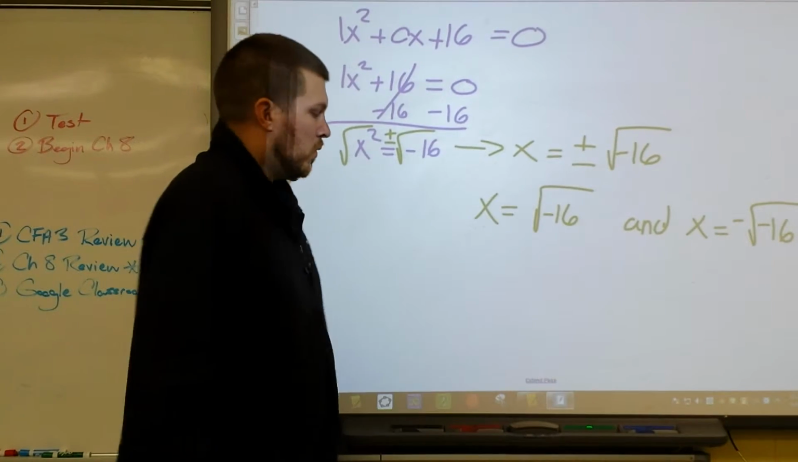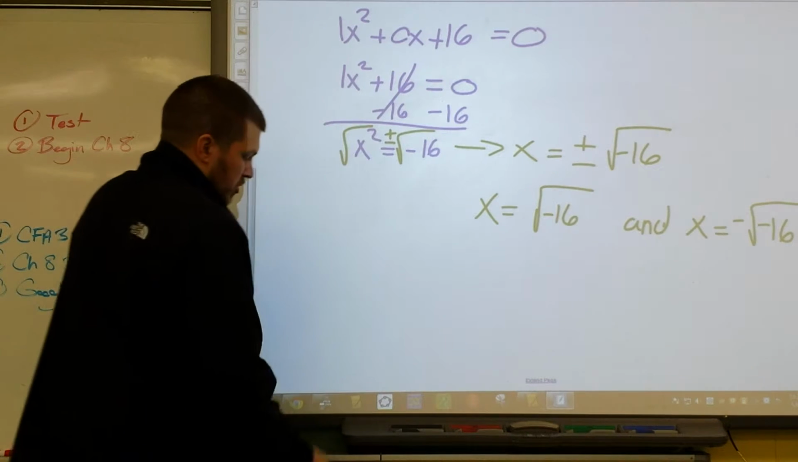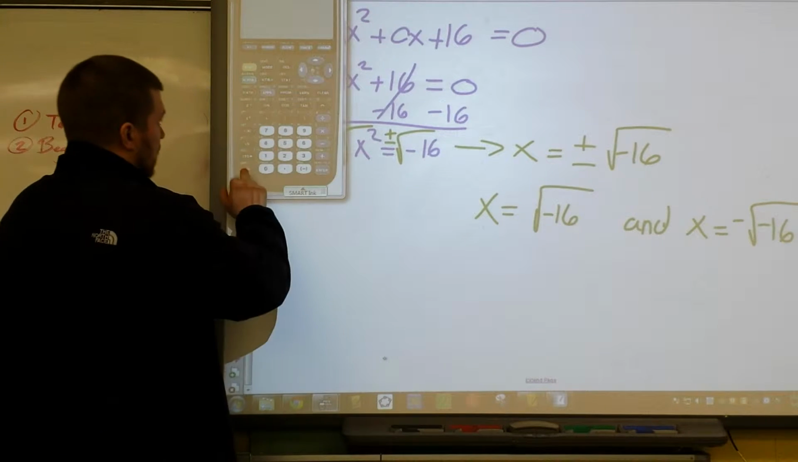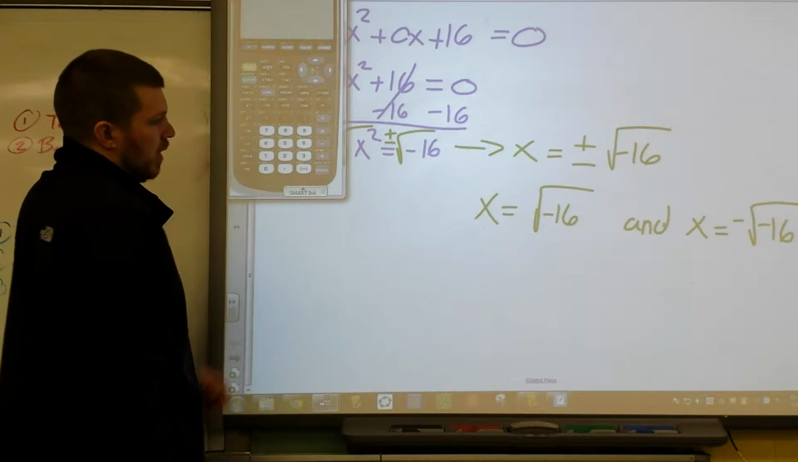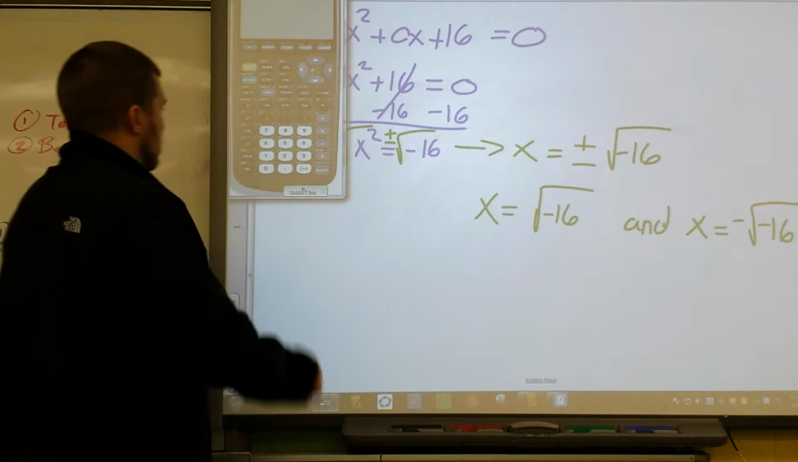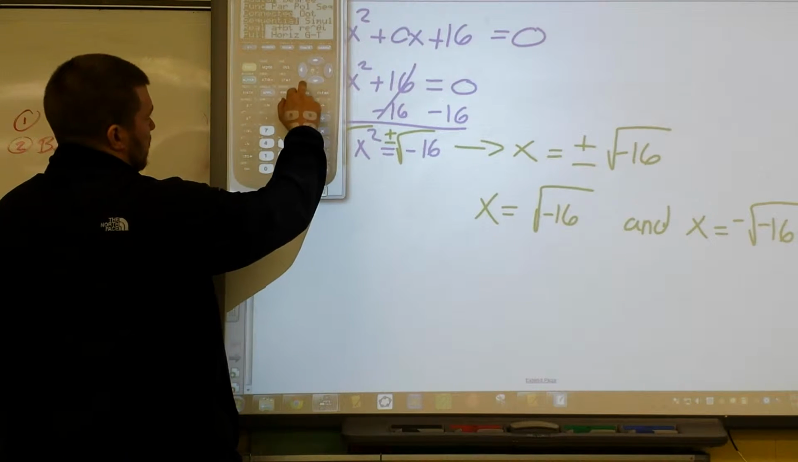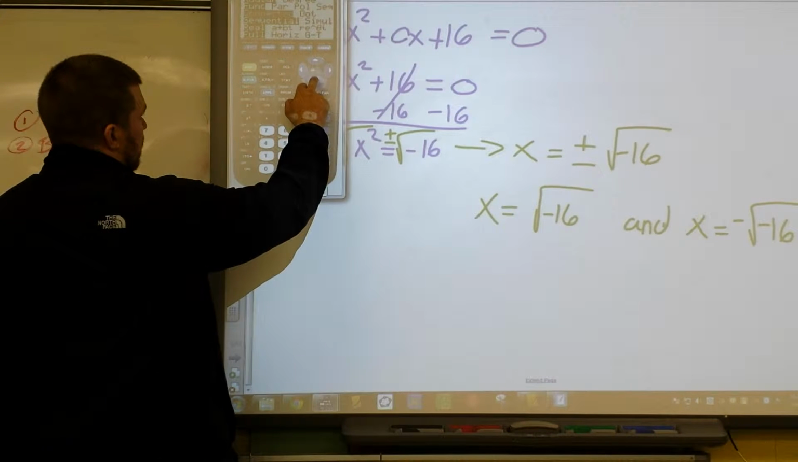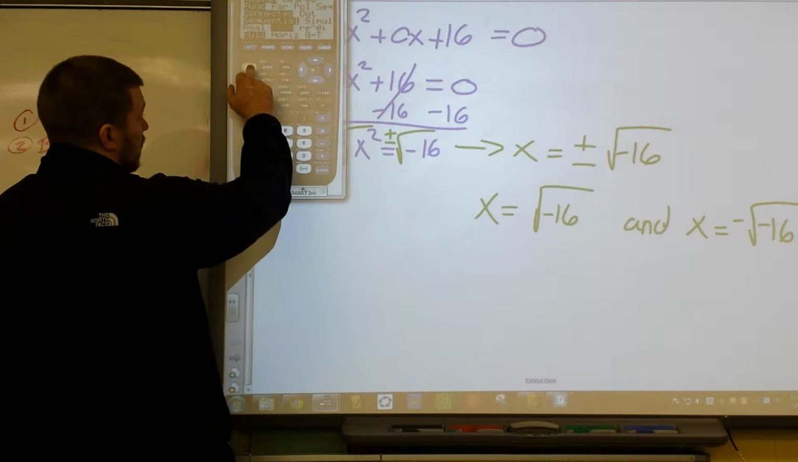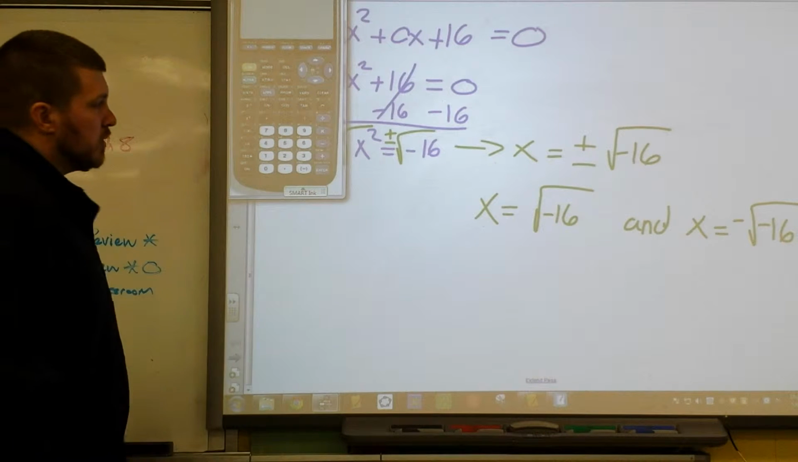Now, we can use our calculator. You should remember from earlier in the course, anytime you see a number underneath the square root that's negative, then we're going to have an i. So we need to make sure our calculator is in a plus bi mode. We've done this before. Again, if you need a refresher, go back and rewatch those videos.